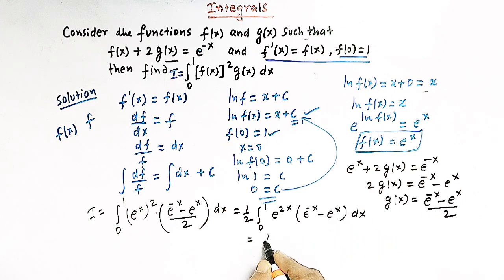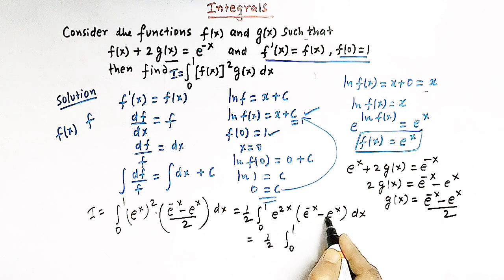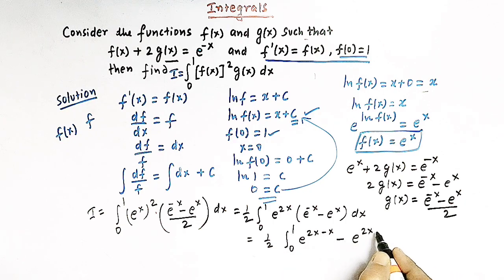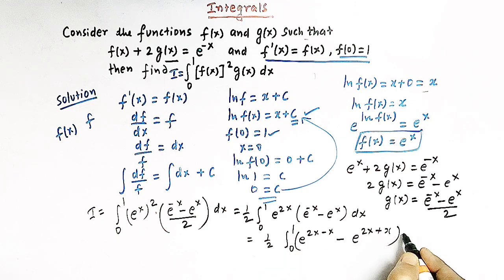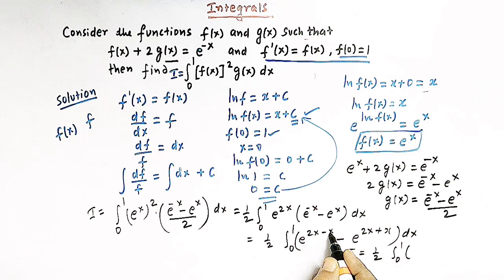So we can now write half, 0 to 1, and multiplying these two quantities by e raised to 2x, we have e raised to 2x minus x, then we have e raised to 2x plus x, right? Okay, so now we can write this integral as half, 0 to 1, and e raised to 2x minus x is simply e raised to x, and here we have minus e raised to 2x plus x is e raised to 3x, and here we have dx.